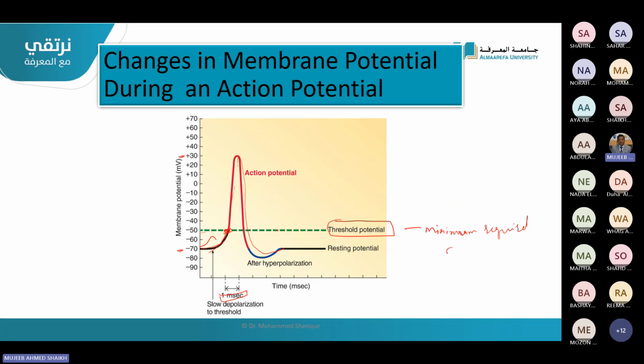So threshold means the minimum required change in membrane potential. This is called the threshold potential. In this example, the minimum required change is from minus 70 to minus 50. That means a 20 millivolt change should be there to bring about the action potential. This is called the threshold potential, right?